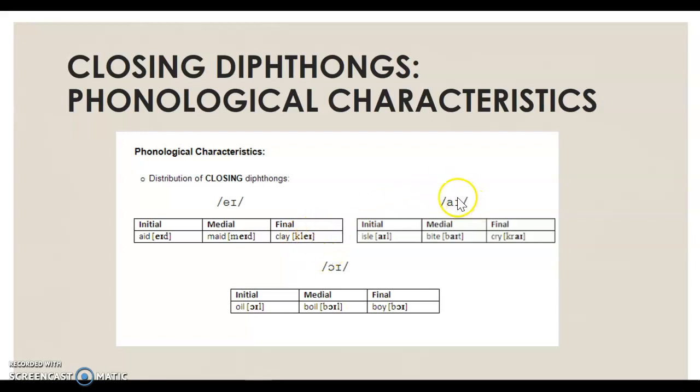In the case of I, it can occur in initial position, medial position, and final position: I'll, bite, cry. And in the case of Oi, it can occur in initial position, like in the case of oil, medial position, like in the case of boil, and final position, like in the case of boy.